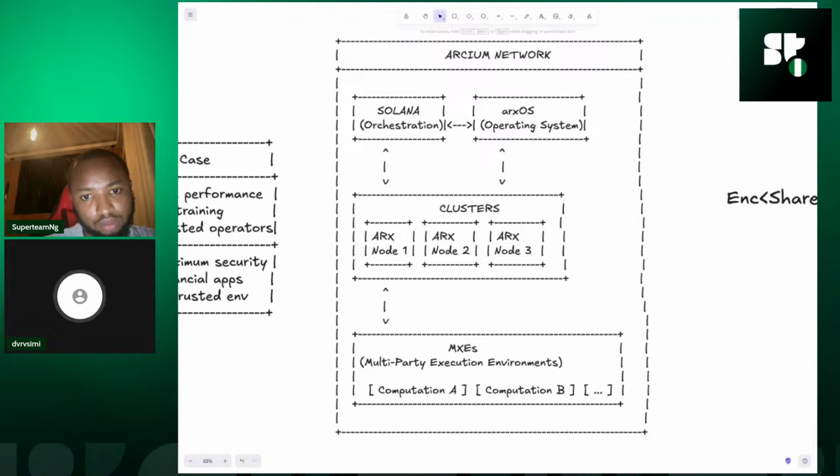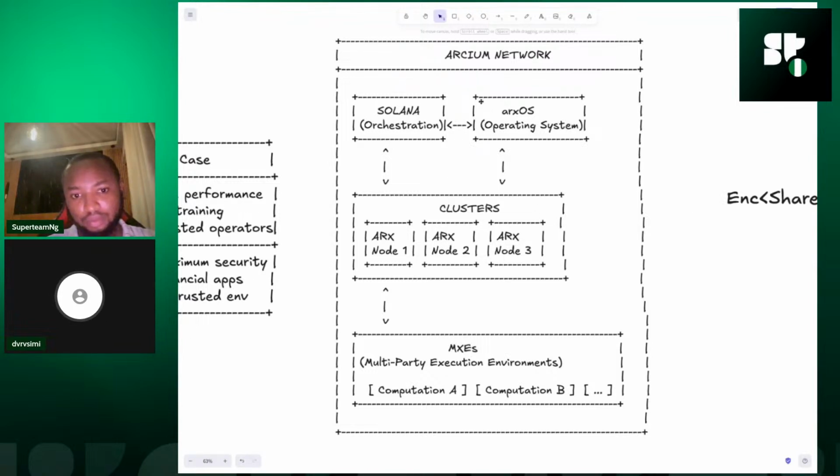Arx is Latin for fortress. So you can see each of these as independent fortresses that run their own computation individually. You can think of them as individual bank vaults, where each holds a piece of its own data and they do not have to interact. So clusters are groups of Arx nodes that collaborate on computations, offering customizable trust models.